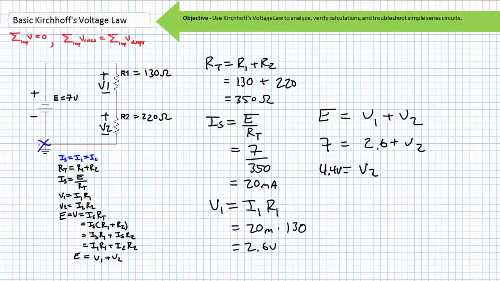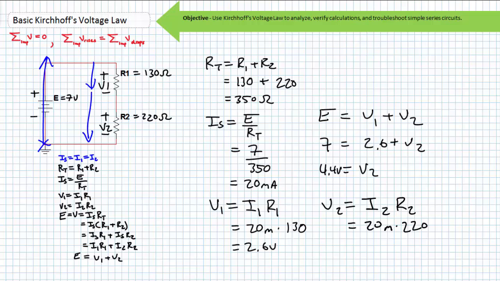If we start at ground and go up 7 volts, and then fall 2.6 volts, where are we with reference to ground? The answer is we are still 4.4 volts higher than ground and we must fall 4.4 volts to return to ground. Makes sense. Now check your work. Does Ohm's law agree with your KVL analysis? Using Ohm's law, the voltage drop across resistor 2 is the current through it times its resistance. 20 milliamperes times 220 ohms yields a 4.4 volt drop. Ohm's law agrees with KVL.